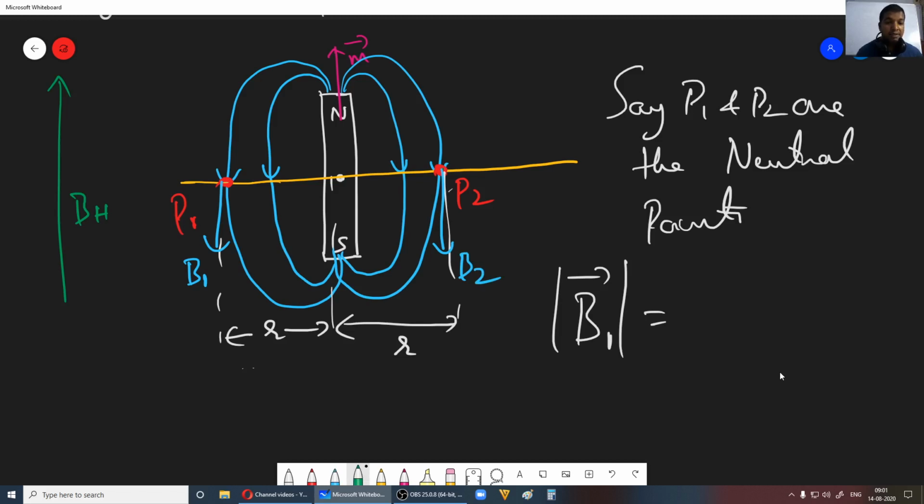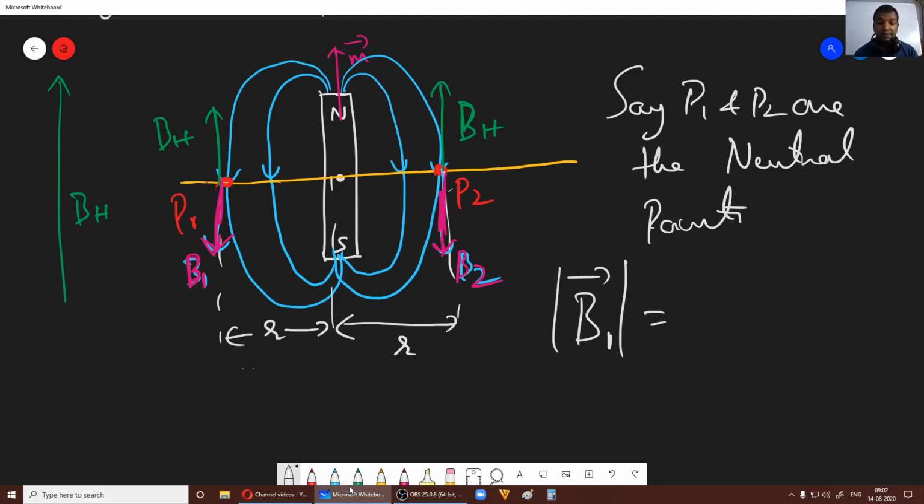Now these will be cancelled by the horizontal component of Earth's magnetic field, BH, so these two will get cancelled. So you can take this as B2, and this is B1. I'm just drawing a tangent at that equatorial point to the blue curve. The blue curve represents the magnetic field.